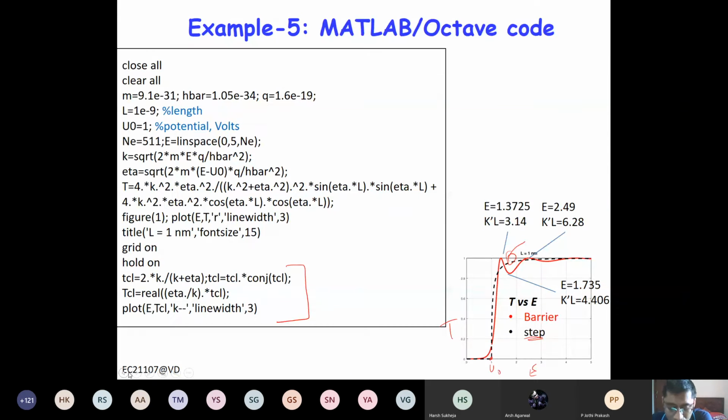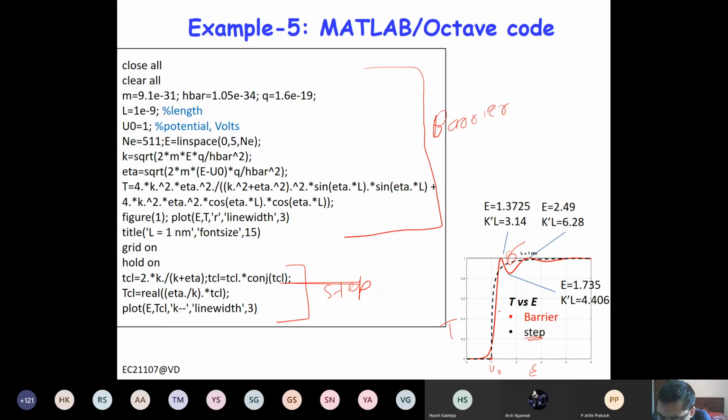Okay. So this is again the code. So this code basically deals with the barrier, and this. So this is a step, and this is a barrier. So the black one is a step and the red one is the barrier.